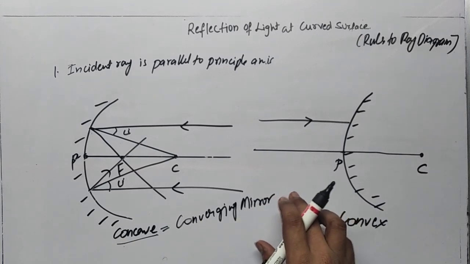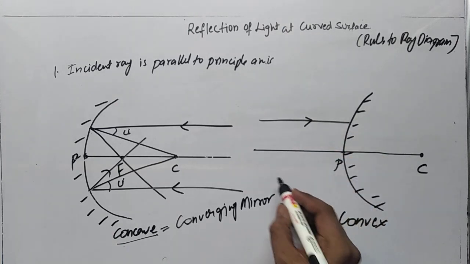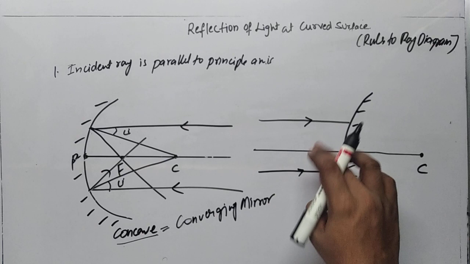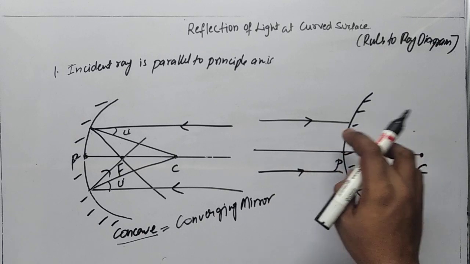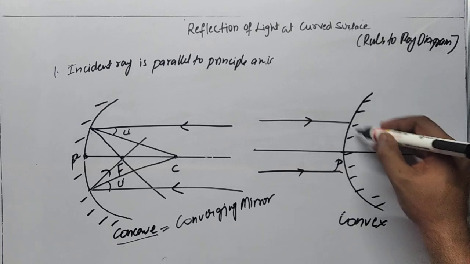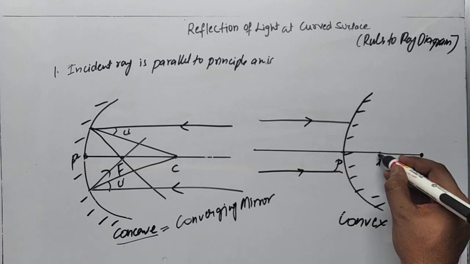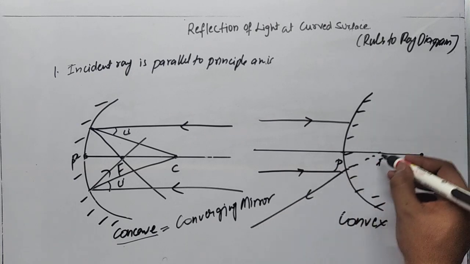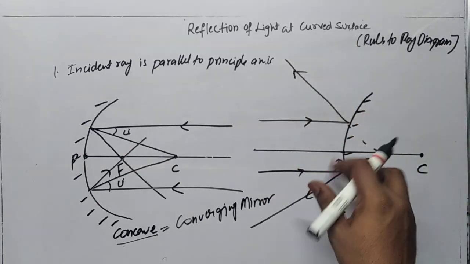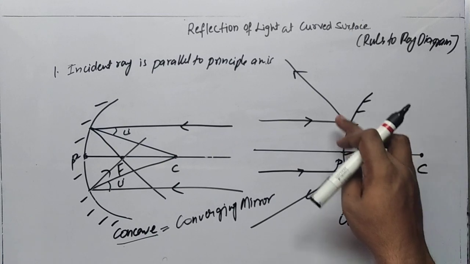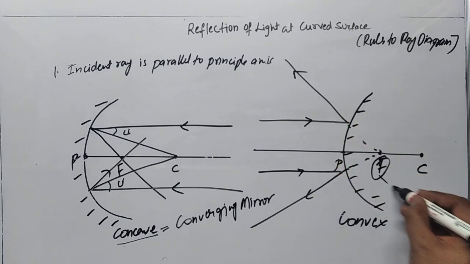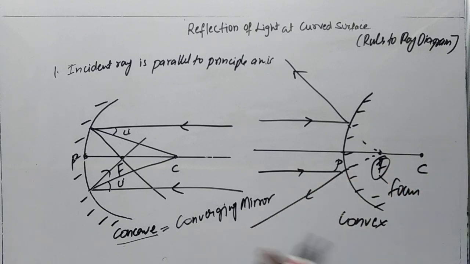Now if you take the same ray parallel to the principal axis in a convex mirror, the ray gets diverged, but the diverging rays seem to be coming from a point, and this point is known as the focus of a convex mirror.